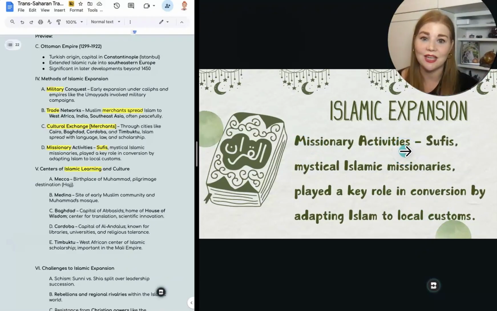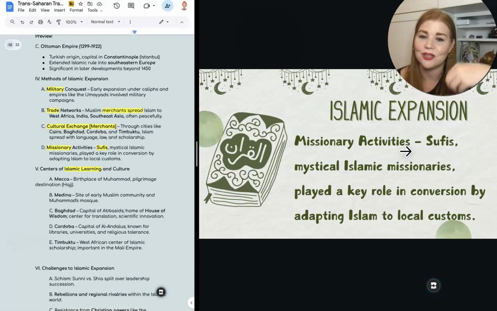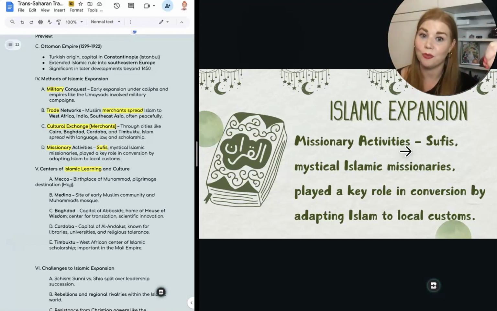We're also going to see missionary activity. So unlike Judaism, which does not have proselytizing, or going out and telling people about their religion to acquire more followers, Christianity and Islam and Buddhism all have this. And it is a huge, essential part of how Buddhism, Christianity, and Islam are going to spread.